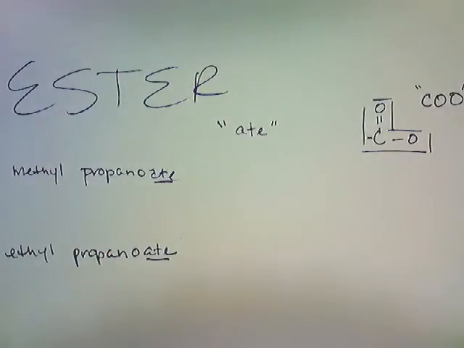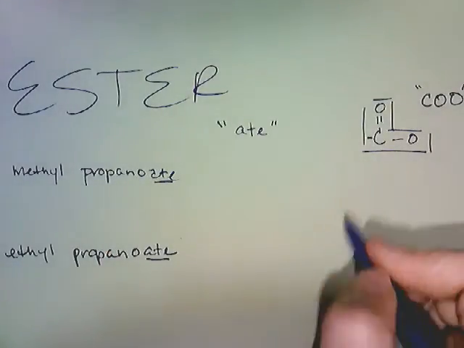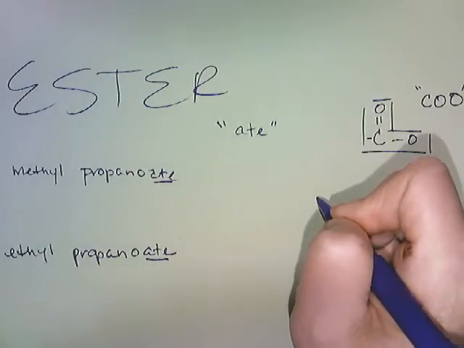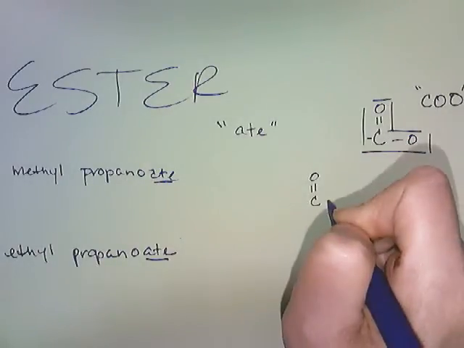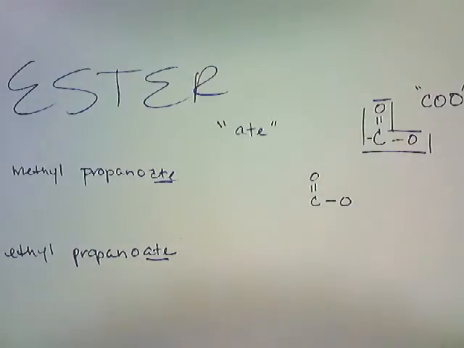ATE means it's an ester. So let's draw that functional group. Let's draw it for the first one first. So we've got C double bond O, O. And here we have C double bond O. Oh, they're going to have the same functional group.